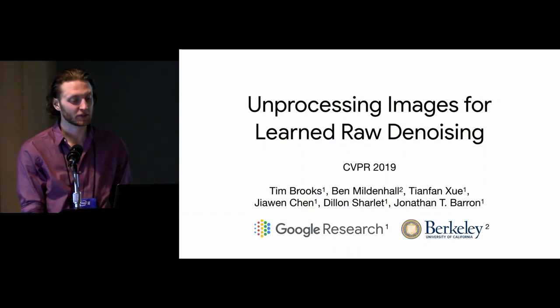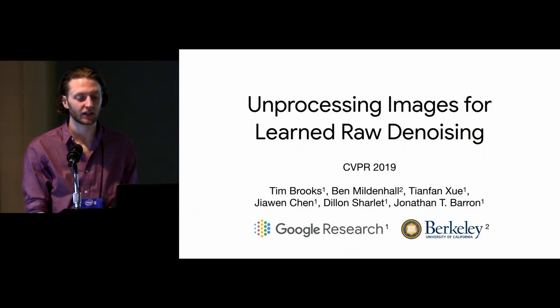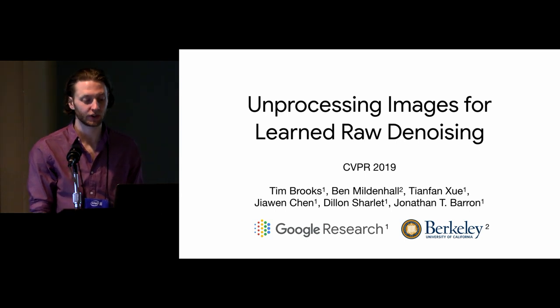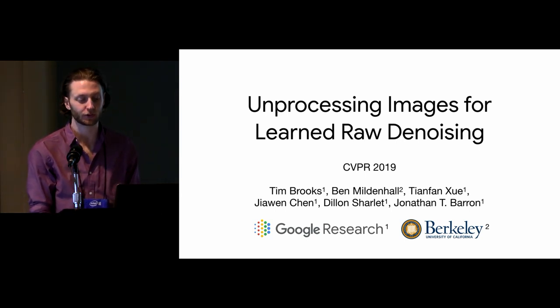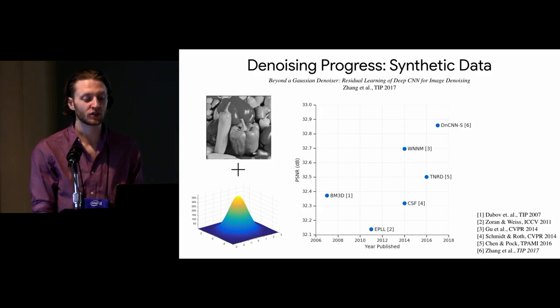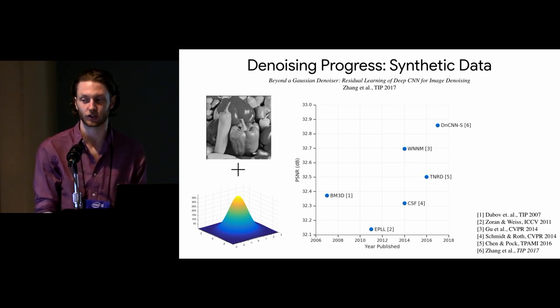Hi, my name is Tim Brooks, and on behalf of my collaborators at Google and UC Berkeley, I will talk today about our work on unprocessing images for learned raw denoising. Image denoising is a heavily studied topic, so let's take a look at some recent results, which are evaluated on synthetic data by adding Gaussian noise to images. I've plotted these to show progress in the research community over recent years. The y-axis is PSNR, where higher is better, and the x-axis is the year of publication.